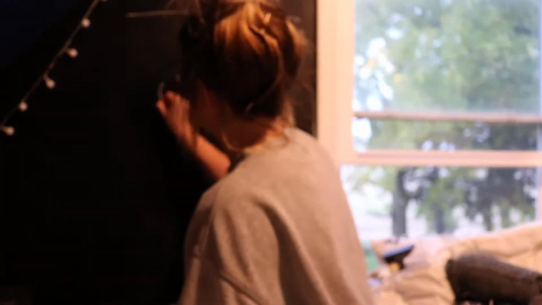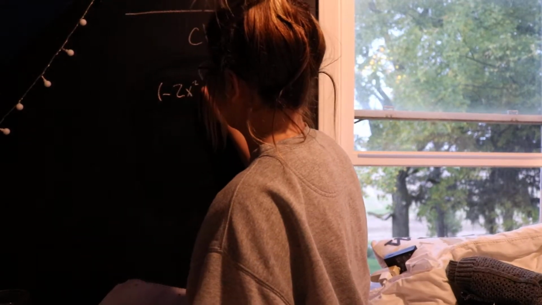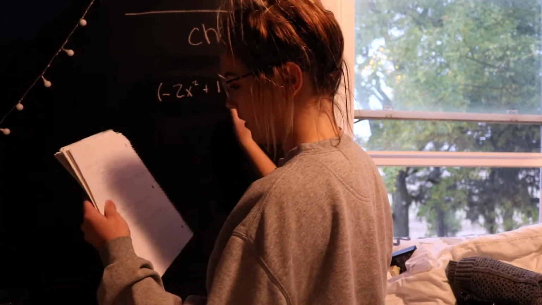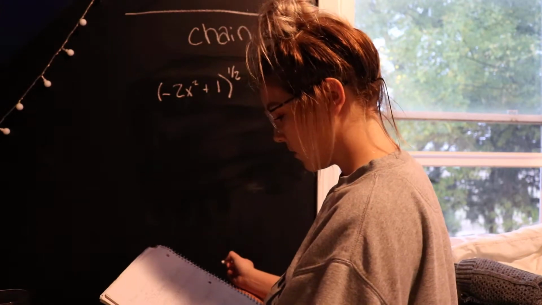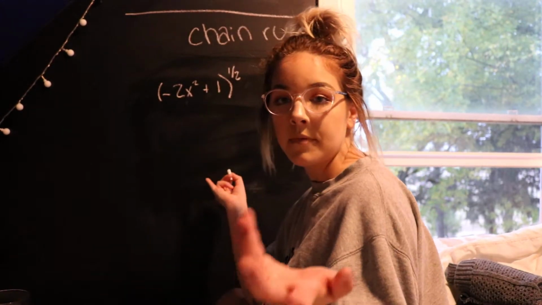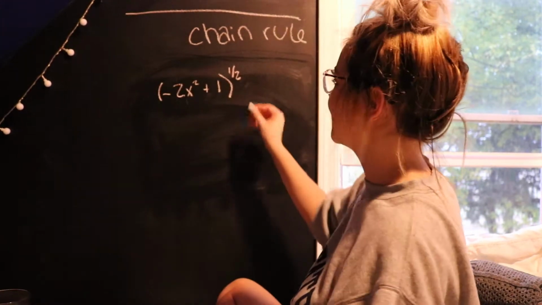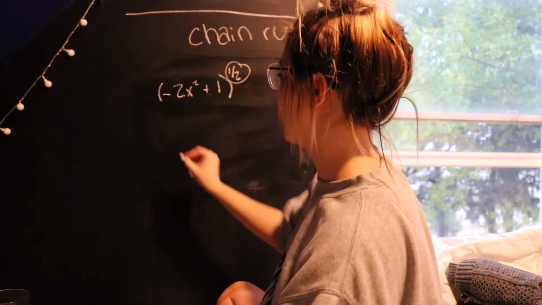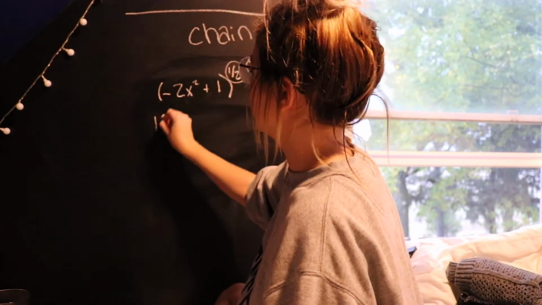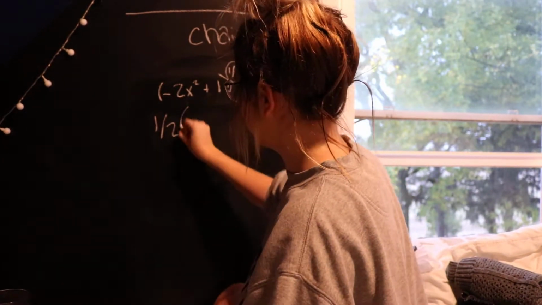Alright. Now we shall do negative 2x squared plus 1 to the 1/2. Alright, so first we have to think, what is the mama? Who here can tell me what the mama is? Oh, funny, it's the one outside of the parentheses. Who would have guessed? Mama, right there. So we take the mama out front, find that, because that would be the derivative, and then leave the baby.